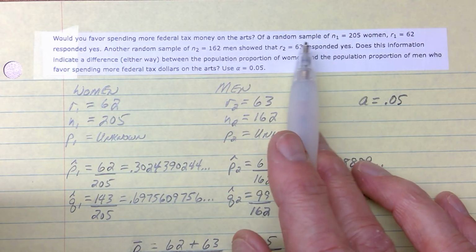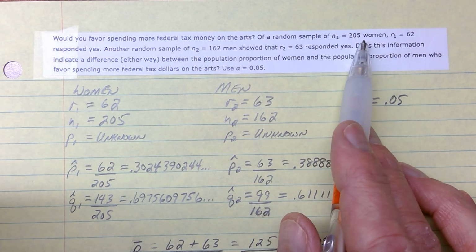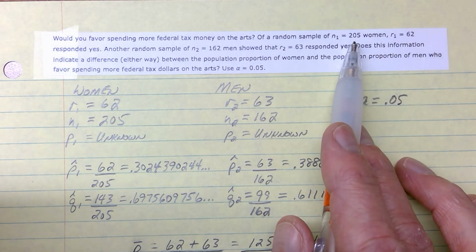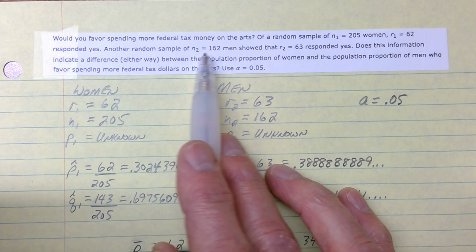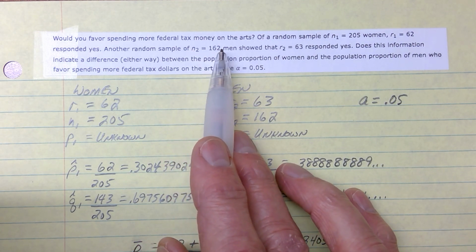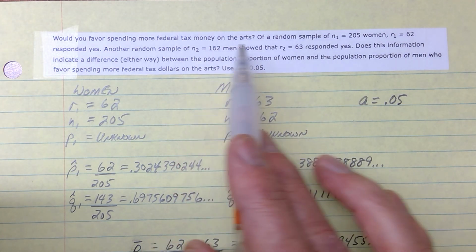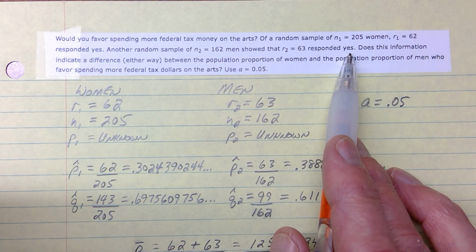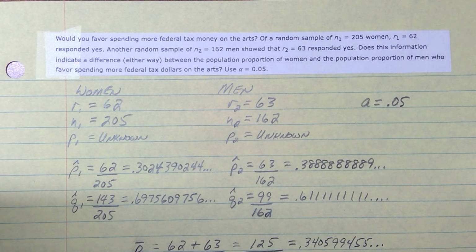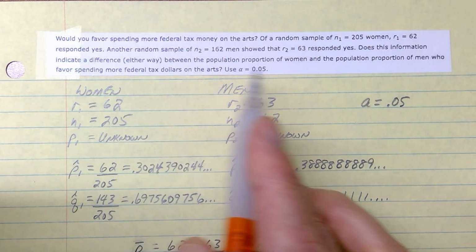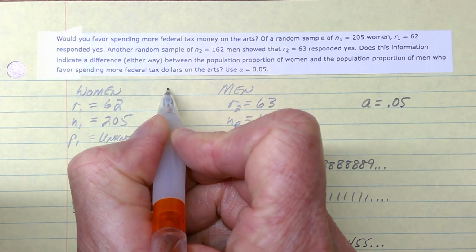All right, in a random sample of 205 women, group 1, the number in group 1 is 205, 62 of those said, yeah, they'd spend more money on art. Group 2 had 162. The number in group 2 was 162 men. Out of those, 63 out of 162 said, yeah, they'd spend more money on art. Here comes our test. Does this information indicate a difference either way between the men and the women? All right, so difference either way, that just means not equal to.